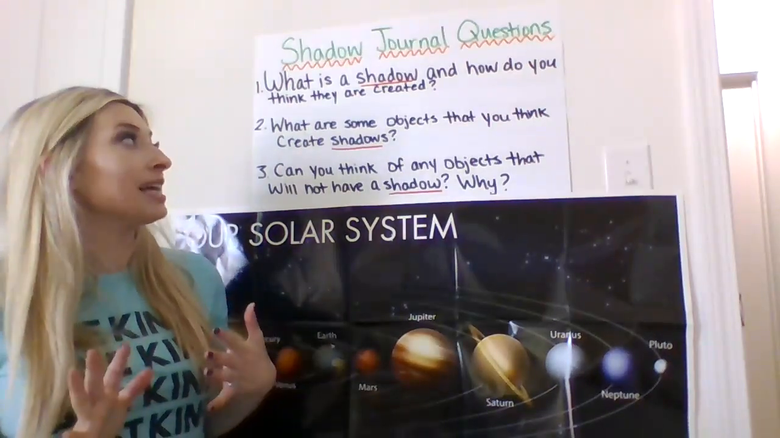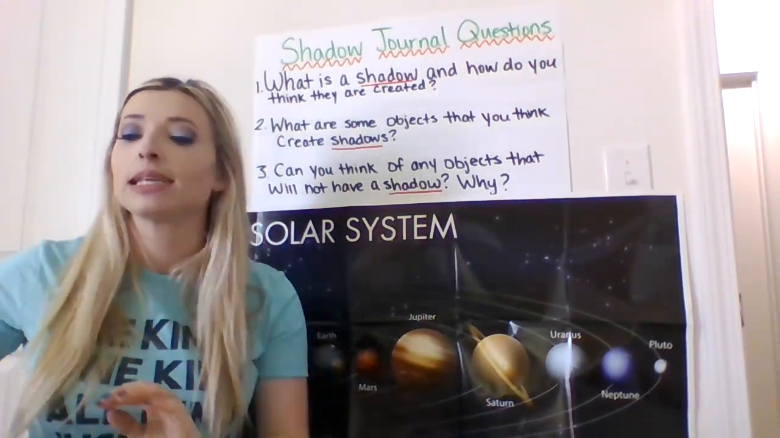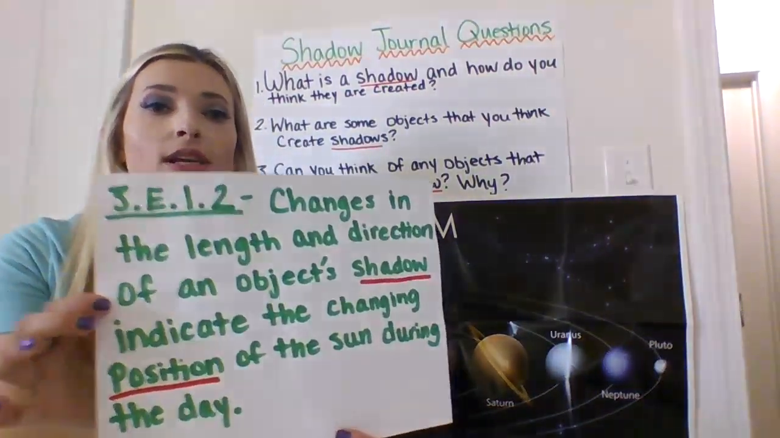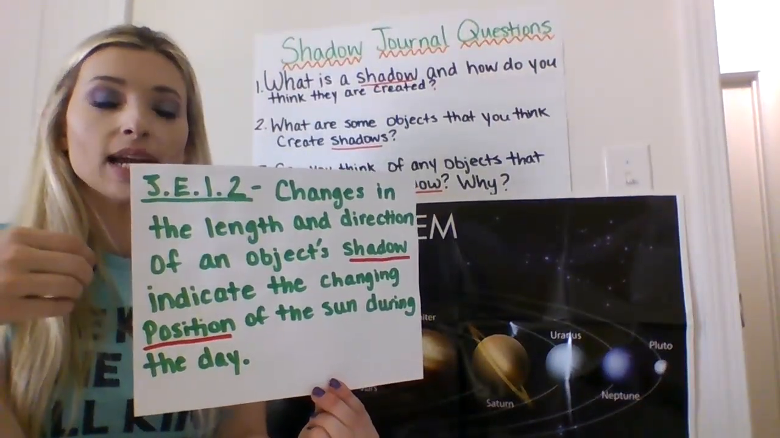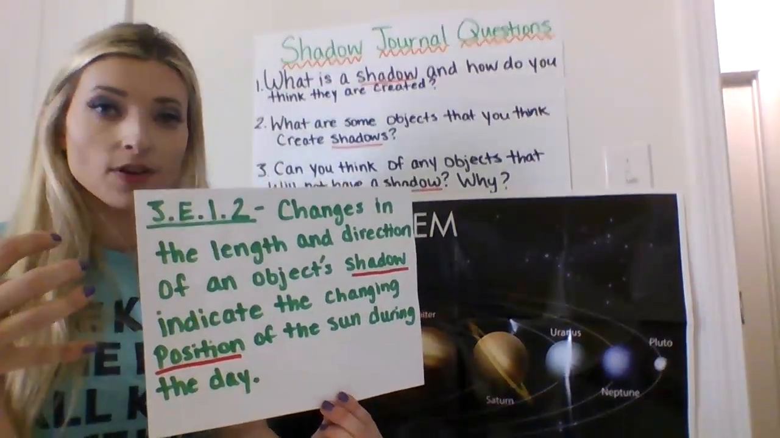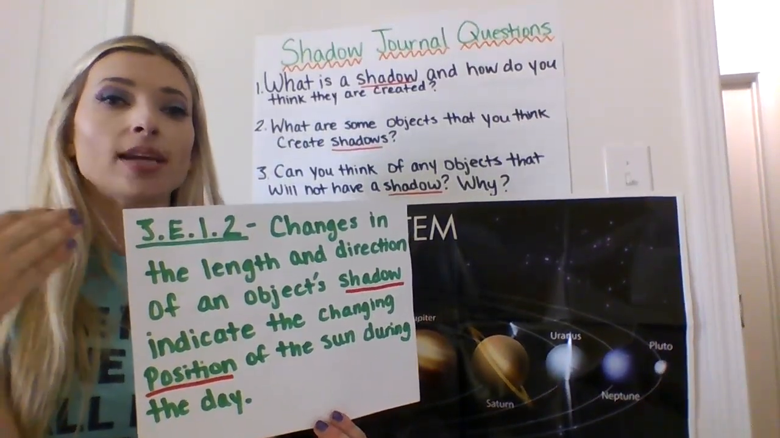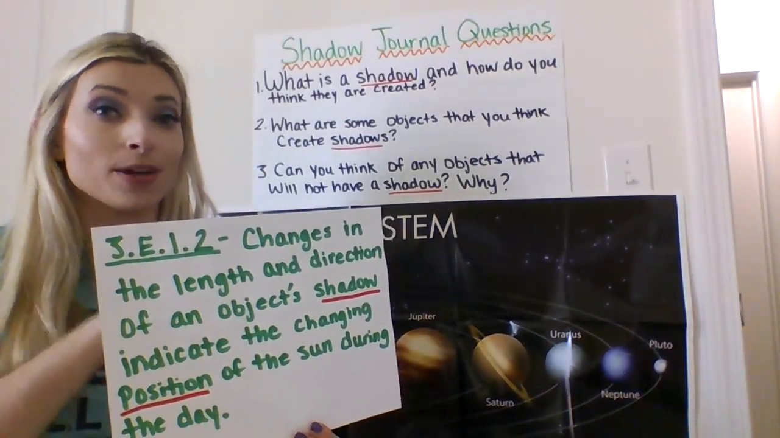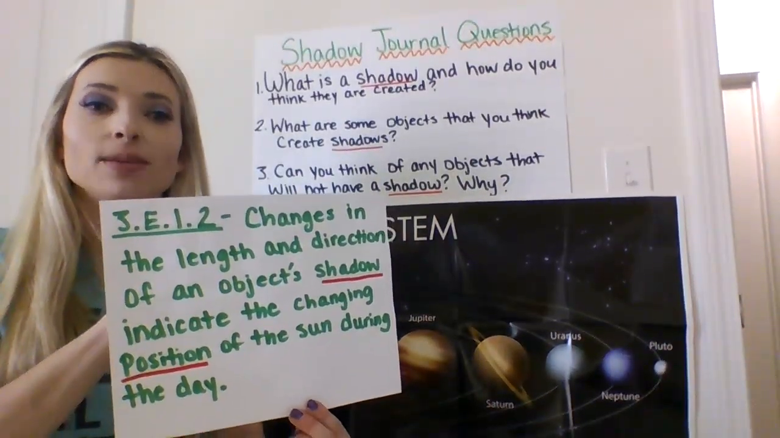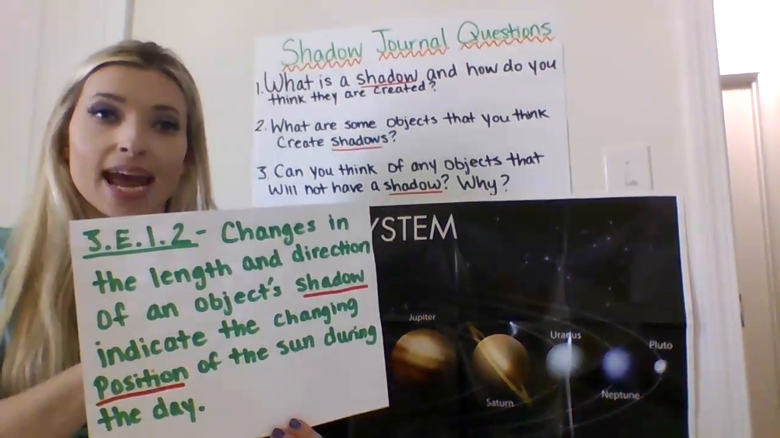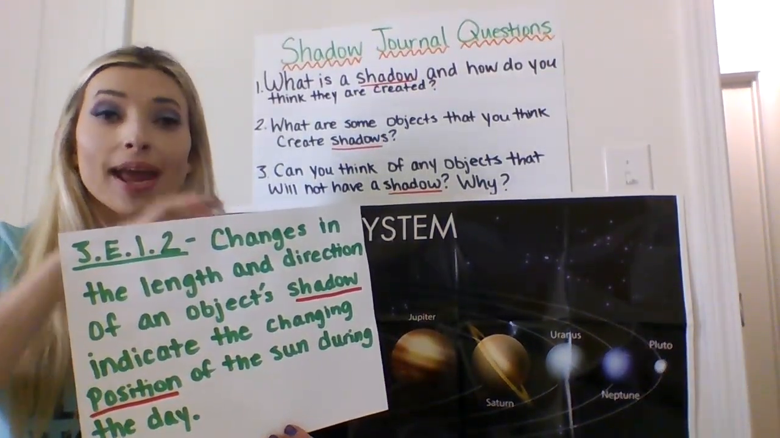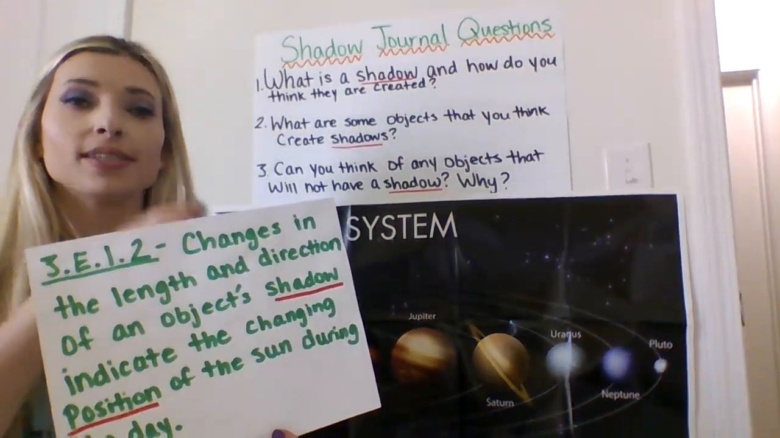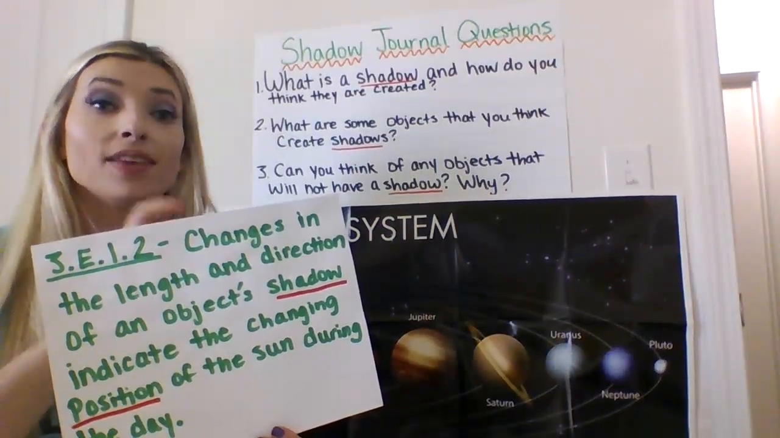Before we get to our actual questions, I want to talk about our science standard this week. I'm actually going to show it where you can see it, and I'm going to read it. This week, what we're going to focus on trying to understand is that changes in the length and direction of an object's shadow, and I underline that in red because that's our special science word, indicate the changing position of the sun during the day. So position is like where the sun is during the day. And what we're going to be thinking about is, how does the sun affect these shadows?